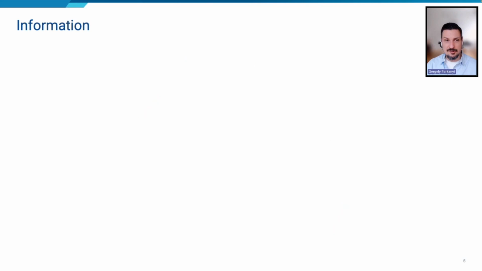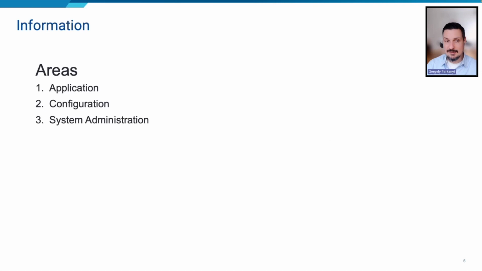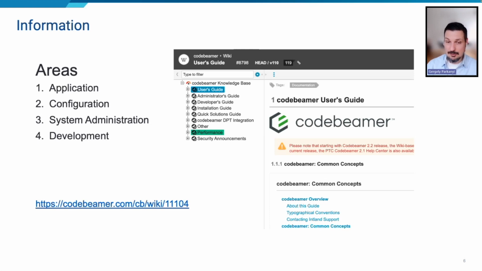So let's start with the first one, information. What information is available about Codebeamer training, and what can we share right now? So the areas of Codebeamer training are application training, configuration training, system administration, and development. And I'm not making this up. It's actually the structure of the publicly available user guide of Codebeamer.